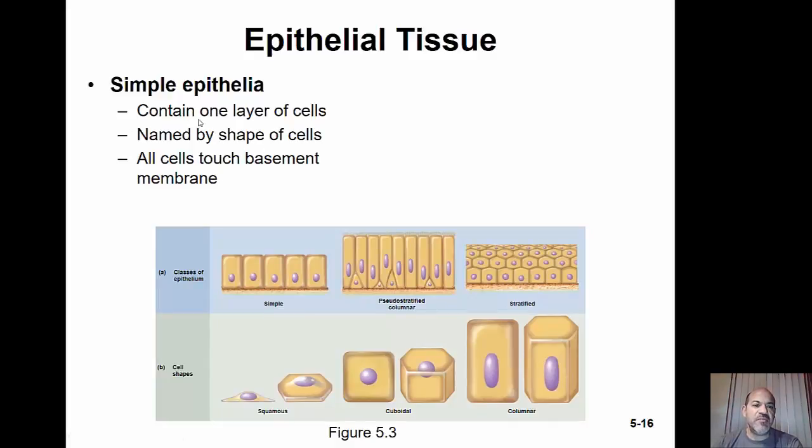So simple epithelium, simple is going to refer to being one layer thick. They get their name from the shape of the cell, and all cells are going to be touching the basement membrane, so that's a key there. Some of the basic shapes down here are squamous, cuboidal and columnar. And right here we have a case of a simple layer, where all the cells touch the basement membrane, and they look to be columnar in shape.